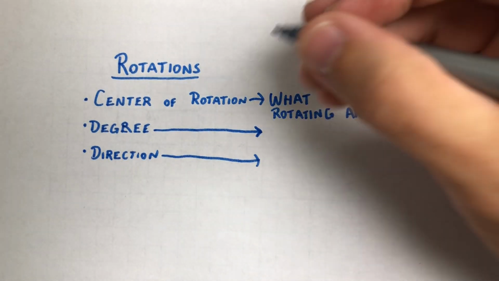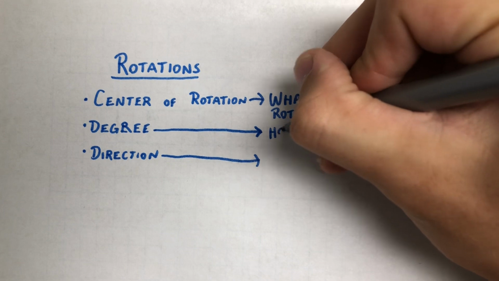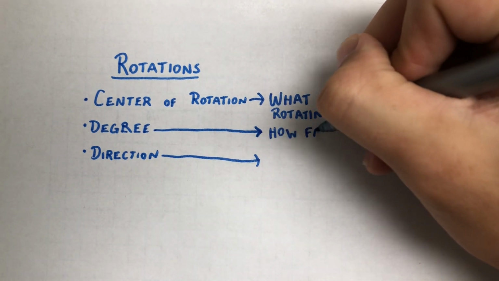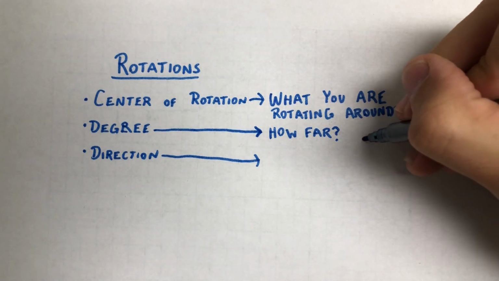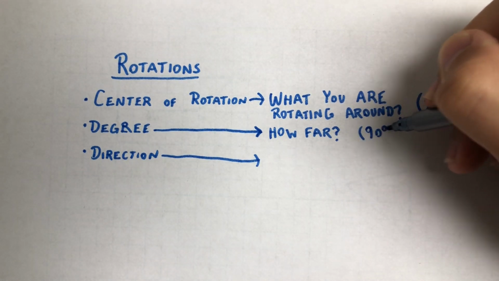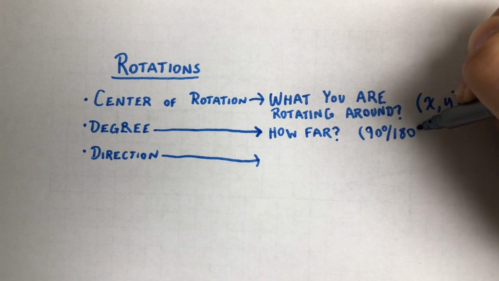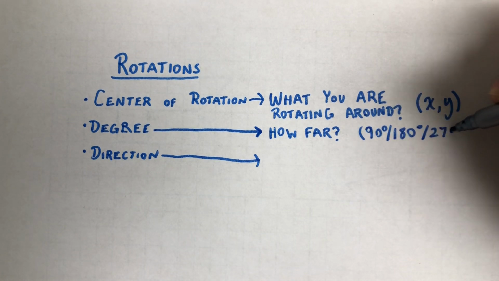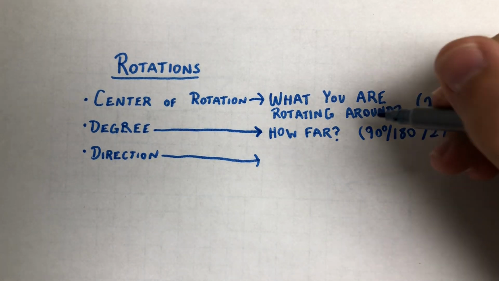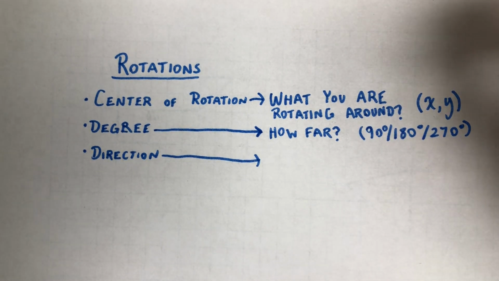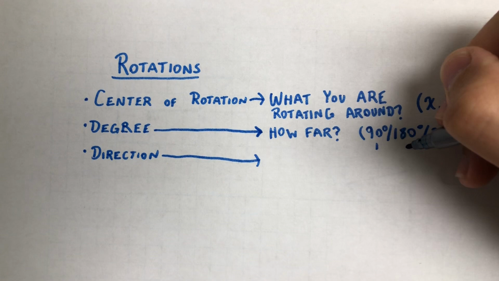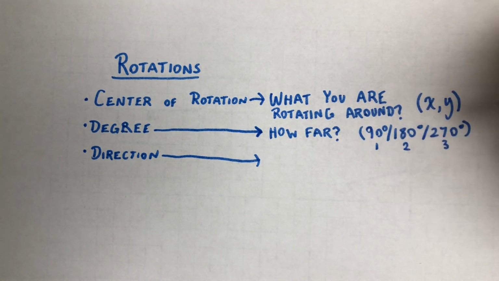All right, the degree, which is how far are you rotating? As we said, we're only gonna do things in 90 degrees, 180 degrees, or 270 degrees. All right, and this is basically how many turns are you doing? And you'll see what I mean by turns in a second when you use the patty paper. This is 1 turn, 2 turns, or 3 turns.